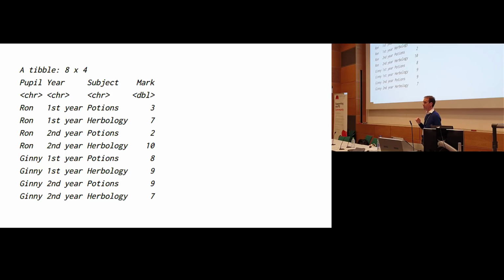You don't have to read across rows to understand the information you're being told. So you could look at just the first row and you've got all the information you need there to interpret that. You know it's 3 marks in potions in the first year and it went to Ron. The data types are also consistent, so you can use nice functions like max and mean. You could get the average of the marks. That's guaranteed to work because you know every cell in that column is a number.